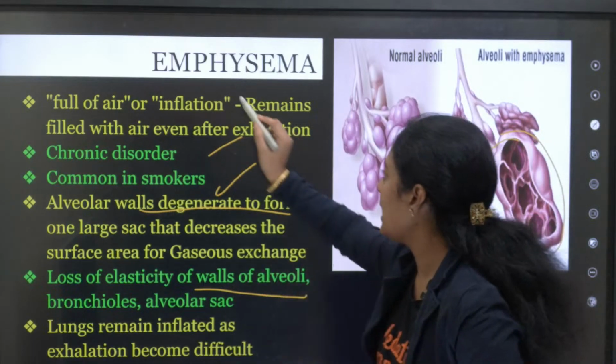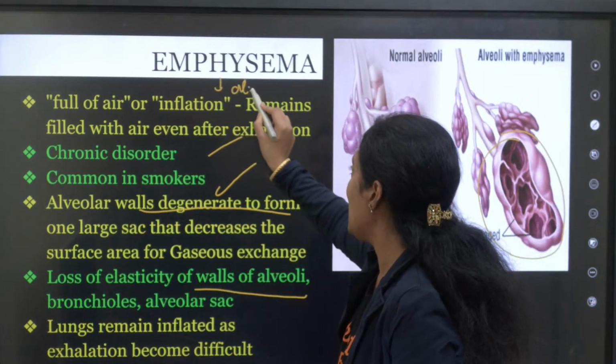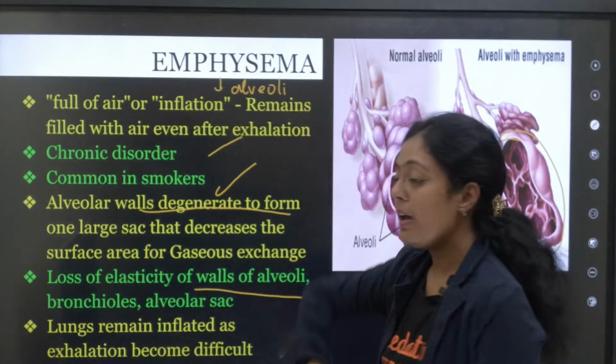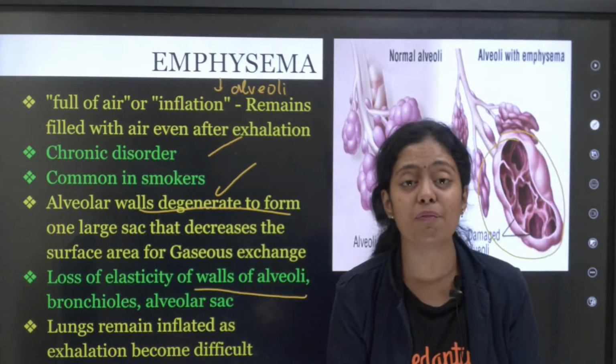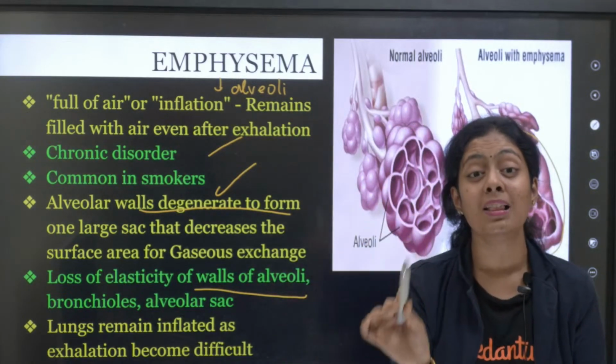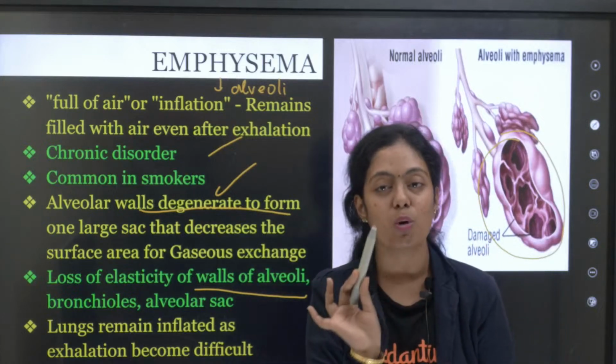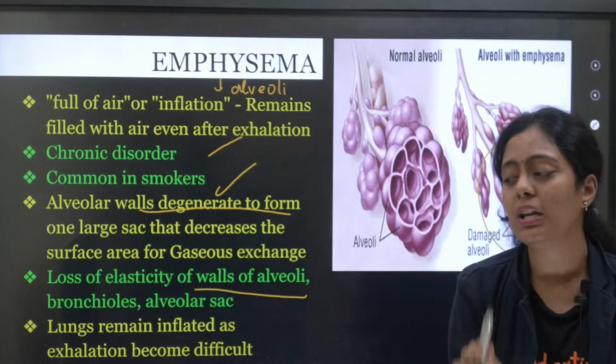So what does your emphysema affect, kids? Alveoli. Okay, what we saw earlier, asthma affects your bronchioles. All that is important from your NEET exam point of view. You can definitely be asked in your NEET exam.